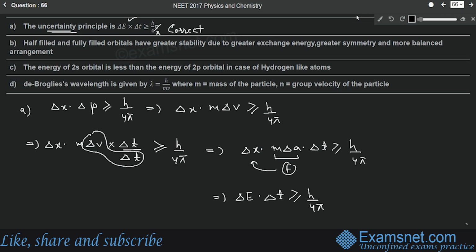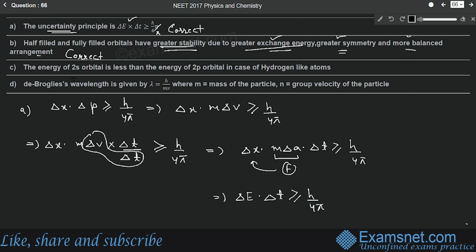Now we'll check the second statement. It says half filled and fully filled orbitals have greater stability due to greater exchange energy, greater symmetry and more balanced arrangement. So this is absolutely a correct statement again. We know that half filled and fully filled orbitals are more stable, and the reason mentioned is also correct because they have greater exchange energy, greater symmetry, and more balanced arrangement. So this is also not the answer because we have to find the wrong one.